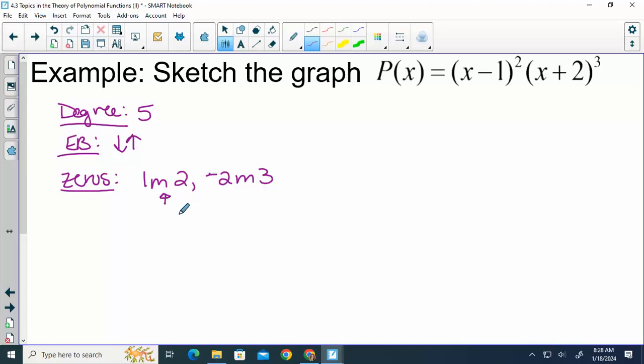So this one had an even multiplicity, which means the graph will bounce. Okay, 3 is odd, so an odd multiplicity will go through. Y-intercept. If we plug in 0 for all the x's, we have a negative 1 squared, a positive 2 cubed. So that's 1 times 8, which is 8.